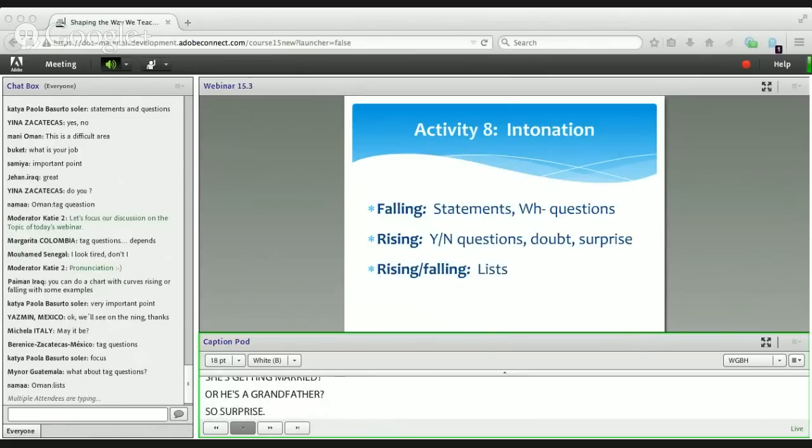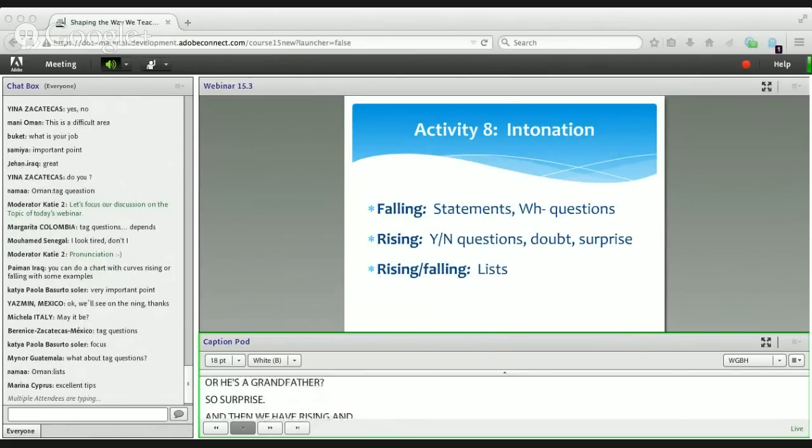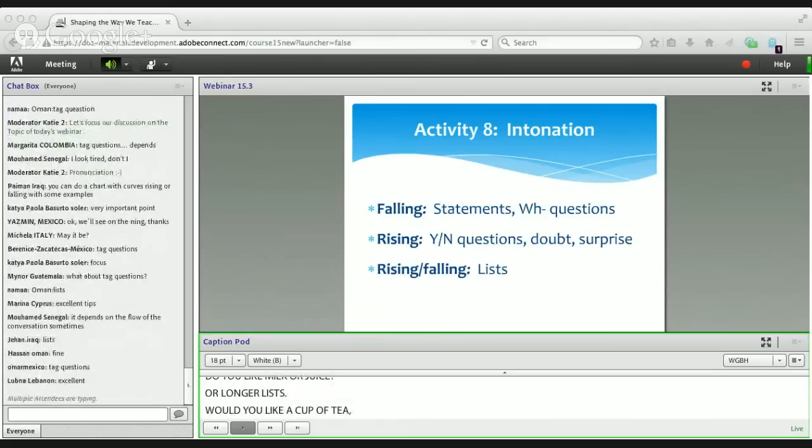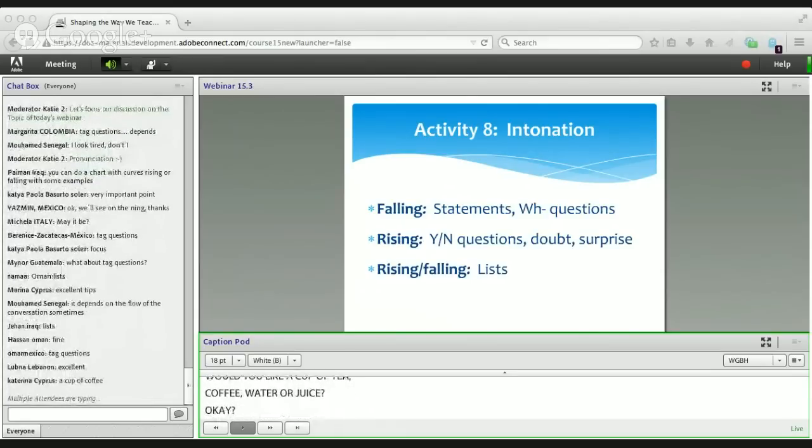And then we also have rising and falling with lists, two or more things. So we have, do you like coffee or tea? Do you like milk or juice? Or longer lists, would you like a cup of tea, coffee, water, or juice? Okay, so we have rising, rising, falling. Rising, rising, rising, falling. Okay?